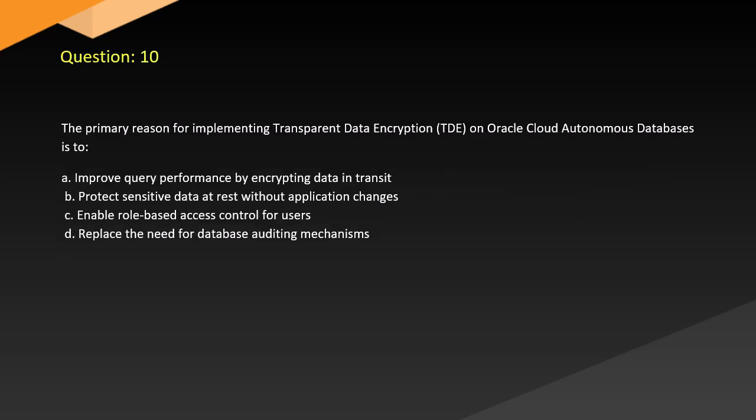Question 10. The primary reason for implementing Transparent Data Encryption (TDE) on Oracle Cloud Autonomous Databases is to: A. Improve query performance by encrypting data in transit. B. Protect sensitive data at rest without application changes. C. Enable role-based access control for users. D. Replace the need for database auditing mechanisms.